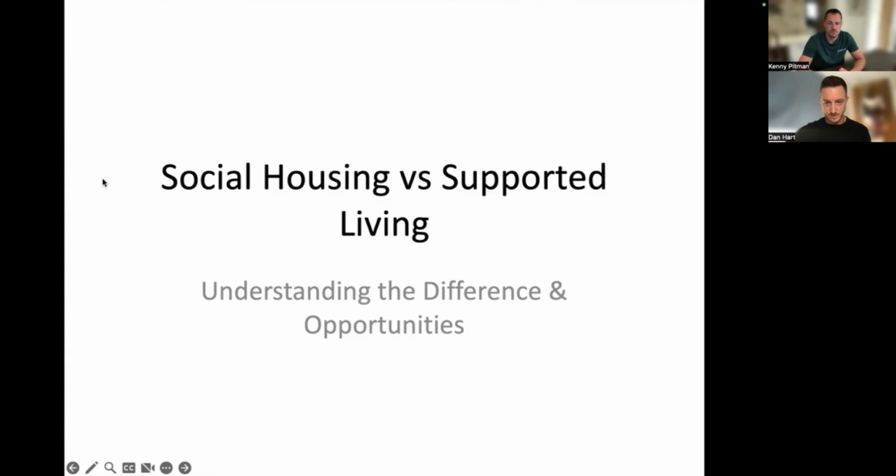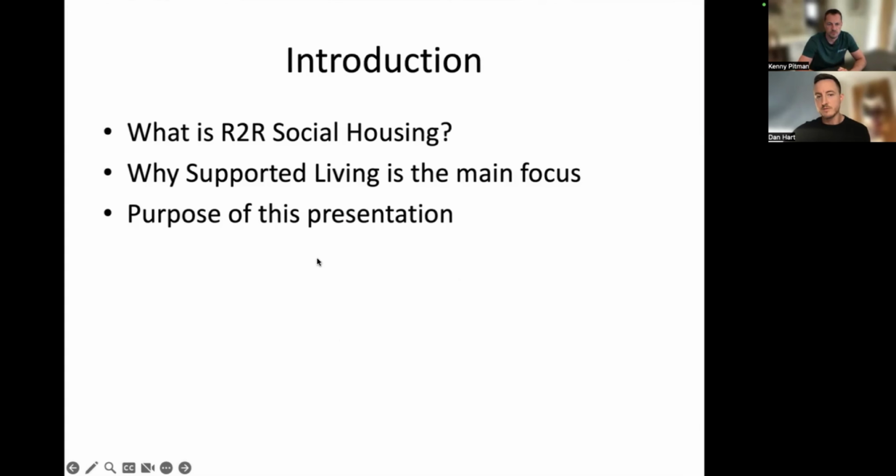Yeah, exactly. So I've done a bit of a slideshow just to highlight some of the differences. So, social housing versus supported living: understanding the differences and the opportunities. We're going to cover what rent-to-rent social housing is, why supported living is the main focus, or my main focus at least, and then the purpose of this presentation, which is what it says on the tin essentially.